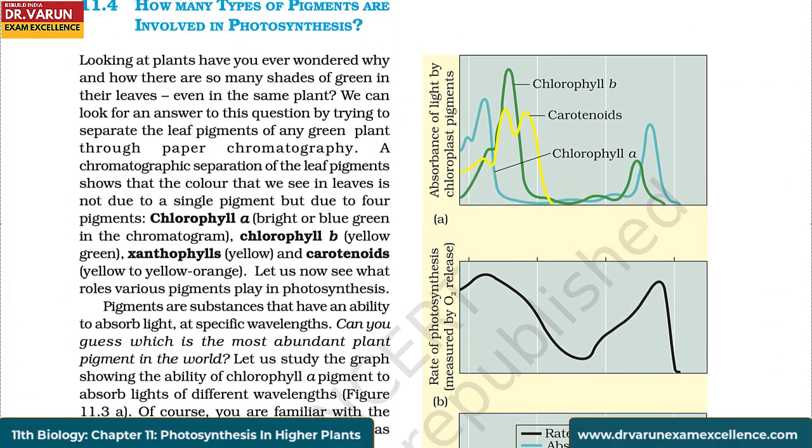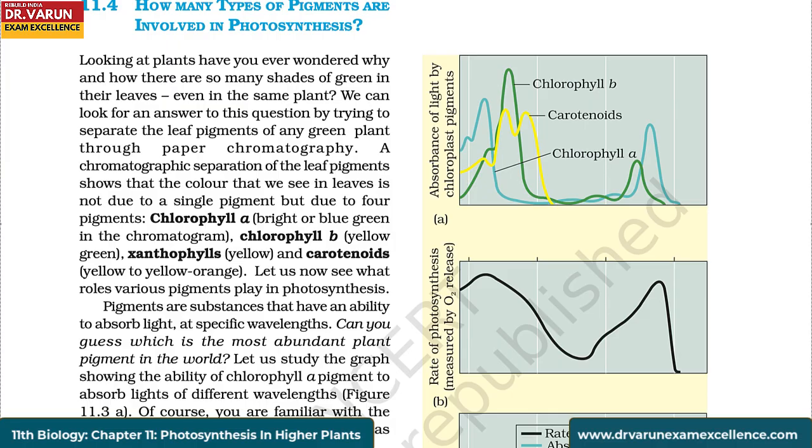How many types of pigments are involved in photosynthesis? Looking at plants, have you ever wondered why and how there are so many shades of green in their leaves, even in the same plant? We can look for an answer to this question by trying to separate the leaf pigments of any green plant through paper chromatography. A chromatographic separation of the leaf pigments shows that the color that we see in leaves is not due to a single pigment but due to 4 pigments.